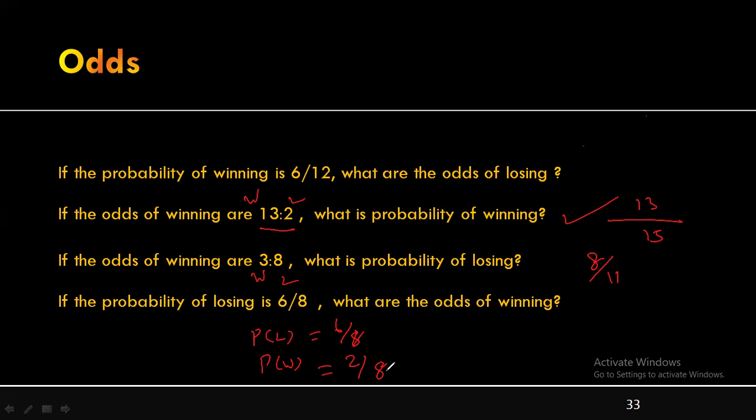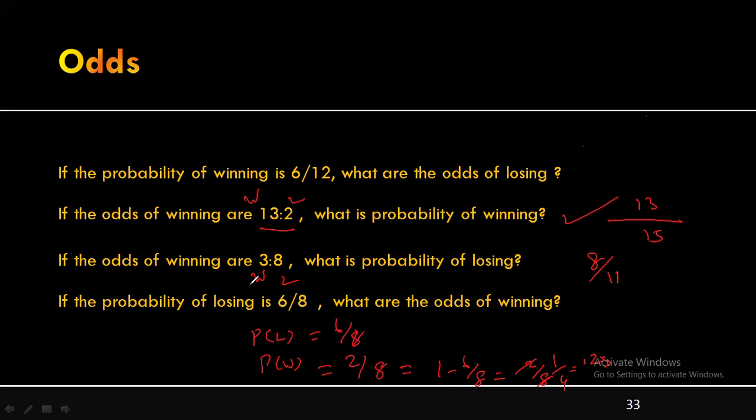Instead of writing it straightforwardly, I know that out of the total possible outcomes, there are 6 times I lost, which means the remaining 2 times I won. But mathematically, how do you do that? The probability of loss was given, and if you subtract this from 1, you get the probability of winning. So 8 minus 6 is 2, giving 2 over 8, which is nothing but 1 by 4.